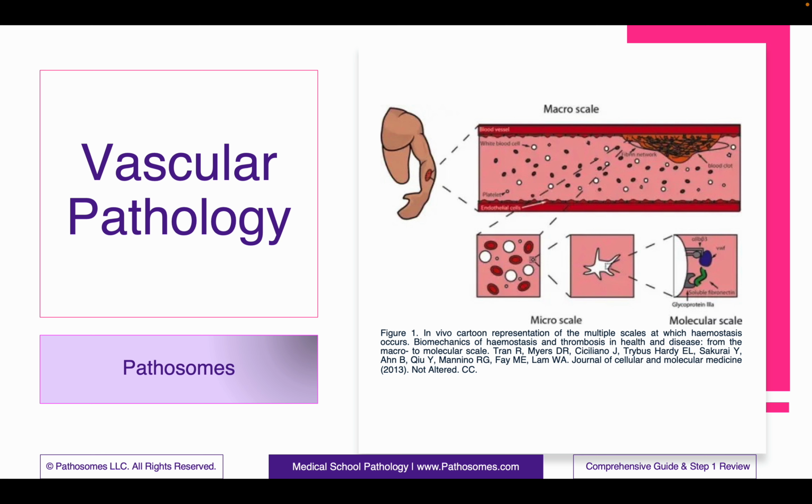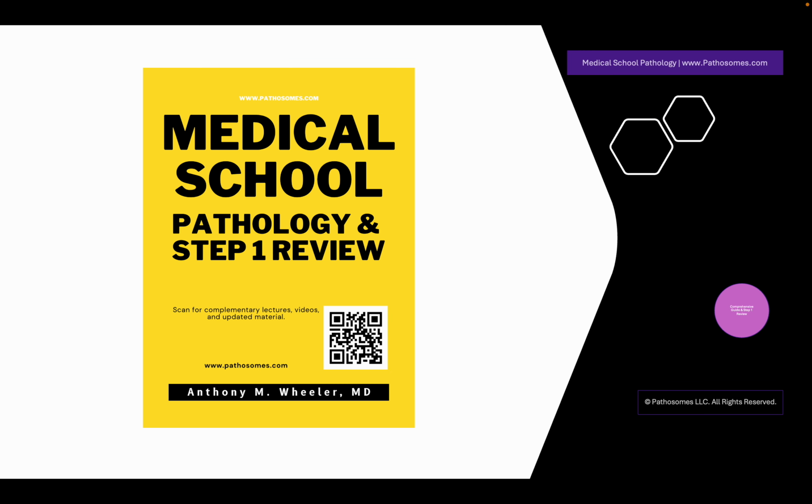Do you know what's going on in this little cartoon here? It's just a little depiction of a fiber network and a blood clot forming. We're going to be discussing vascular pathology in this presentation. This is covered in your book, Medical School Pathology and Step 1 Review.